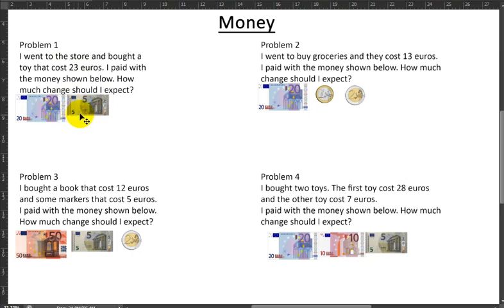Together, 25. I gave a total of 25 euros for something that cost 23, which means that I gave more than what the toy cost. Does that mean they get to keep the entire 25? No, they have to give me back the difference, meaning I need to do subtraction. I need to find the difference between the amount of money that I gave and the amount the toy cost. So I need to do 25 take away 23. How will I do that? I'm going to use the shape.